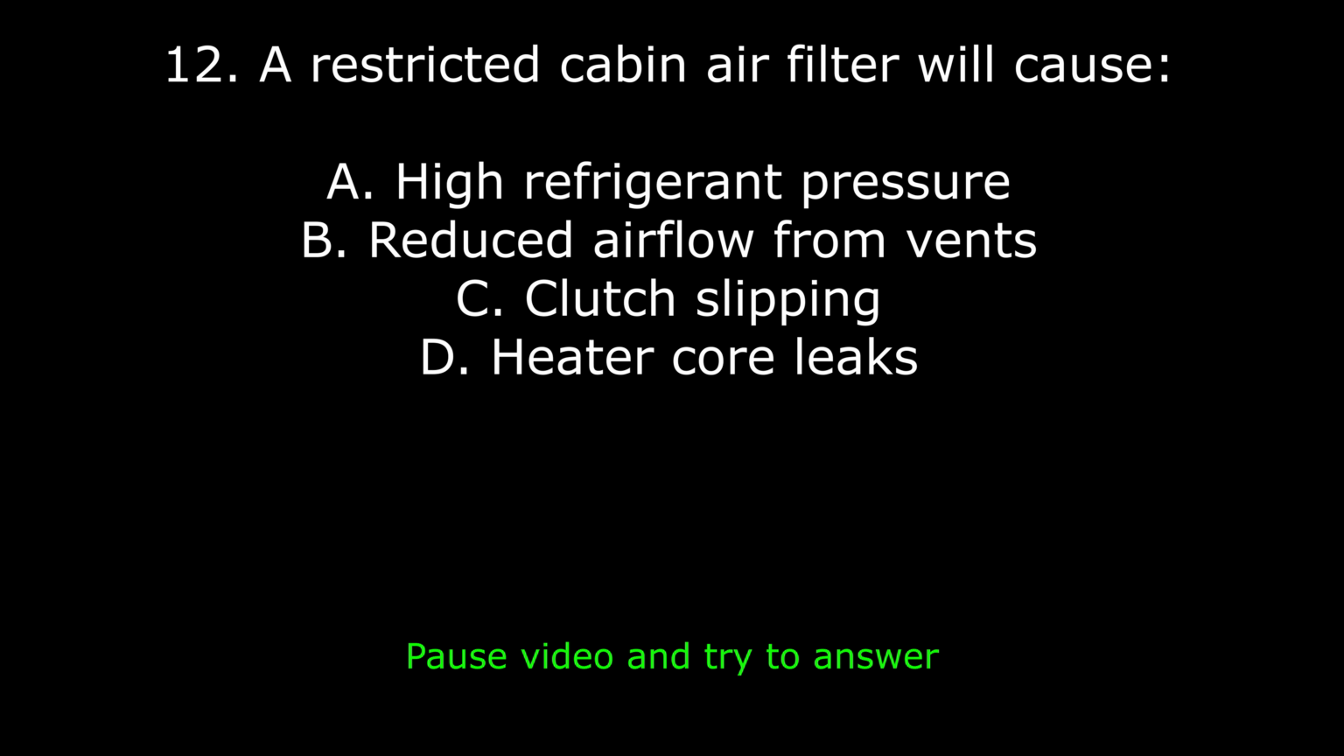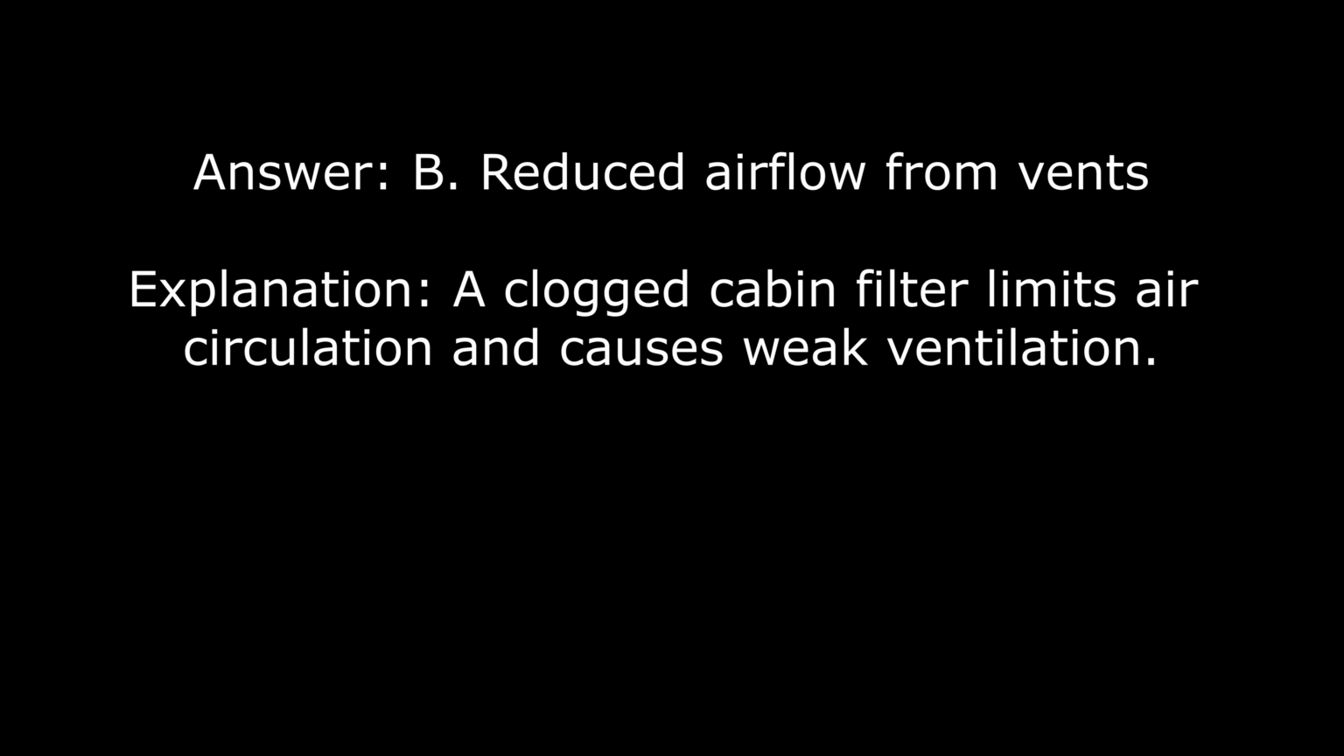12. A restricted cabin air filter will cause A. High refrigerant pressure. B. Reduced airflow from vents. C. Clutch slipping. D. Heater core leaks. Answer: B. Reduced airflow from vents. Explanation: a clogged cabin filter limits air circulation and causes weak ventilation.